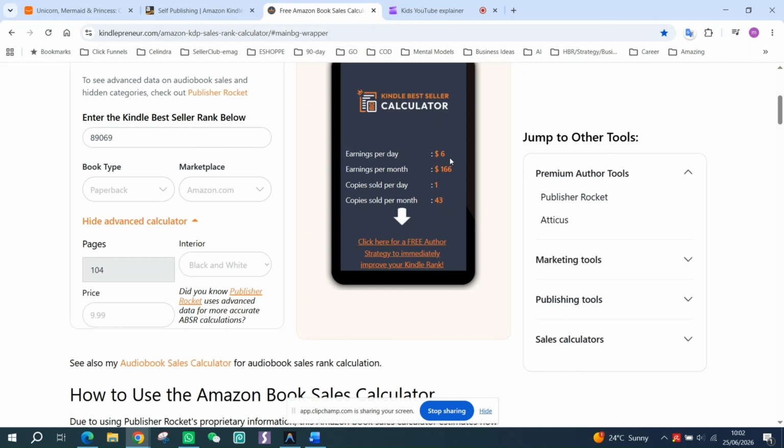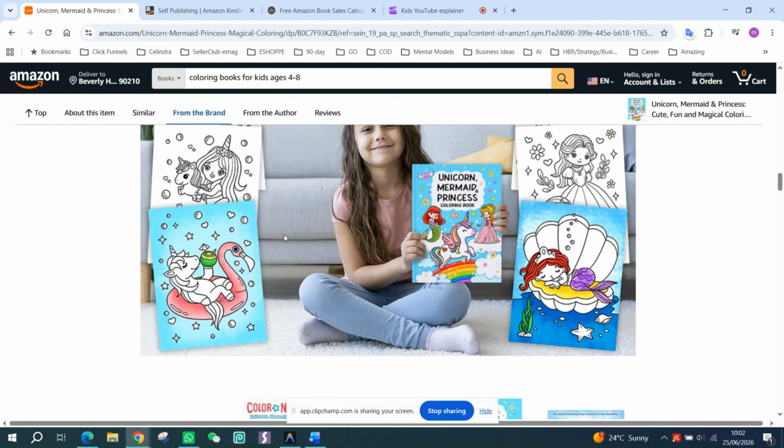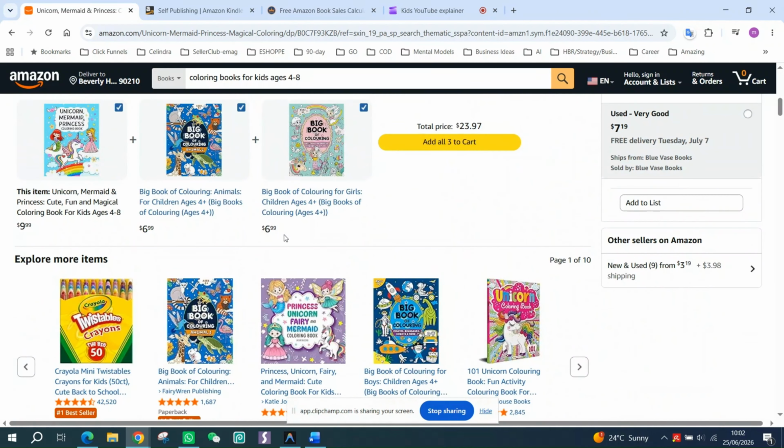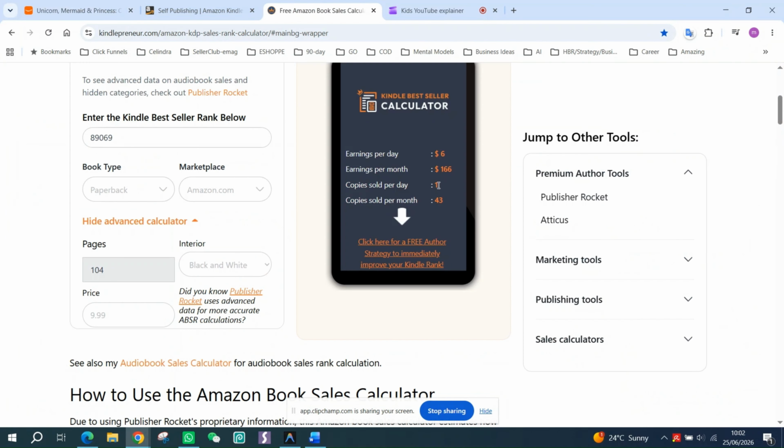So what does it say? It makes $6 per day, in total $166 per month, which is a good profit, I would say, because if you have like 100 books like this, then multiply this number by 100, and you can say you make about $16,000 per month. So that's okay. Take this as an estimate because, of course, these kinds of calculators are not absolutely precise, but you can consider it as an estimator.